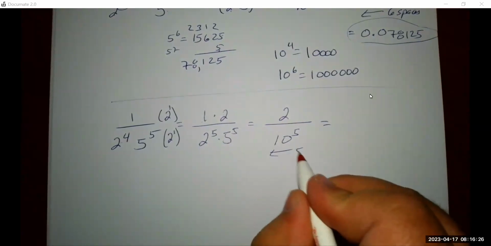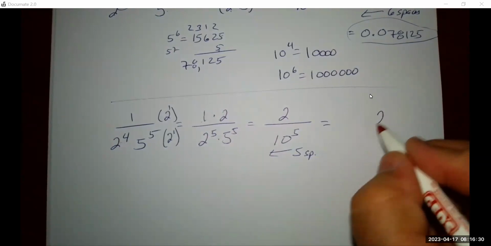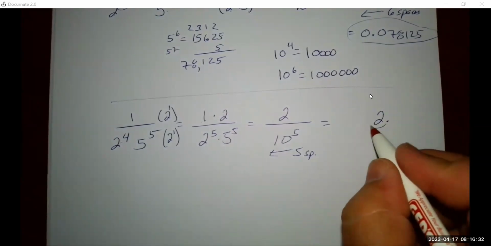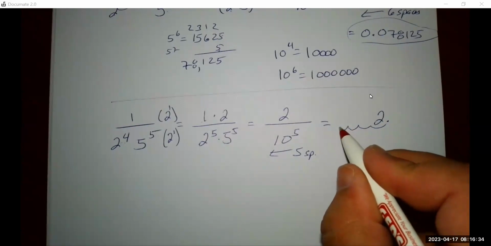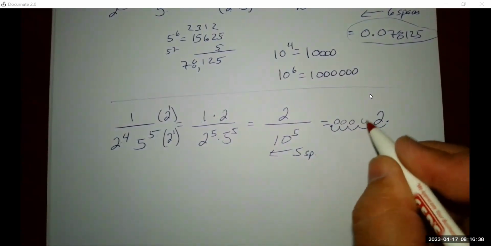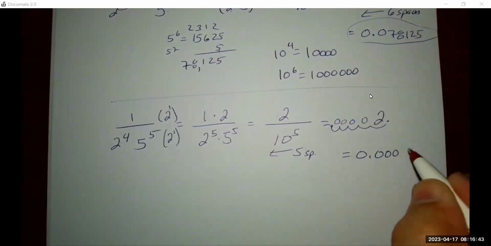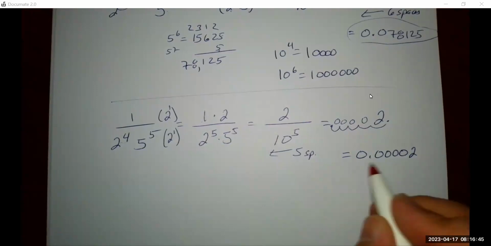Move it to the left 5 spaces. So we have the decimal point. So it's 1, 2, 3, 4, 5. So the answer is 0.0002.